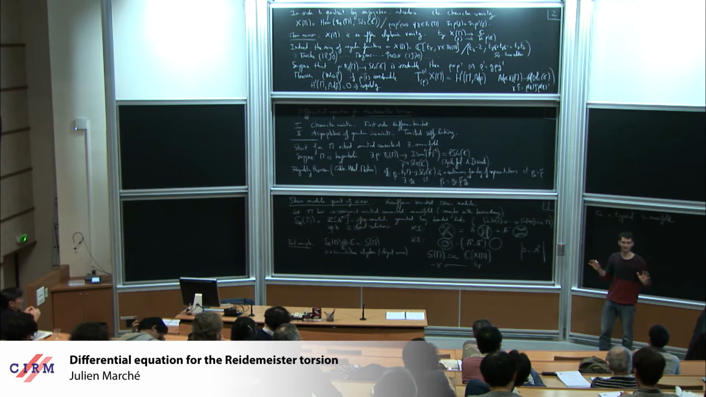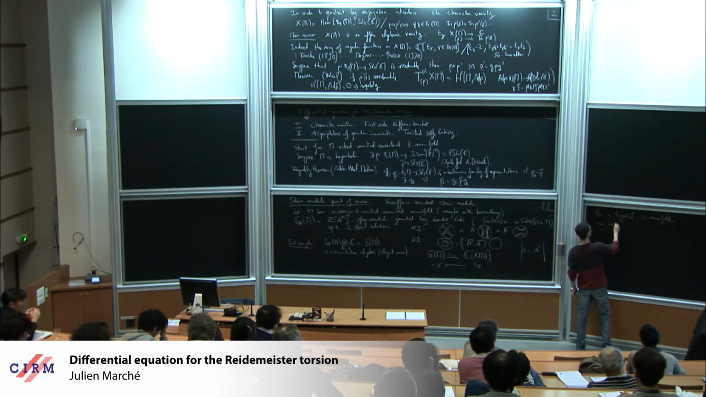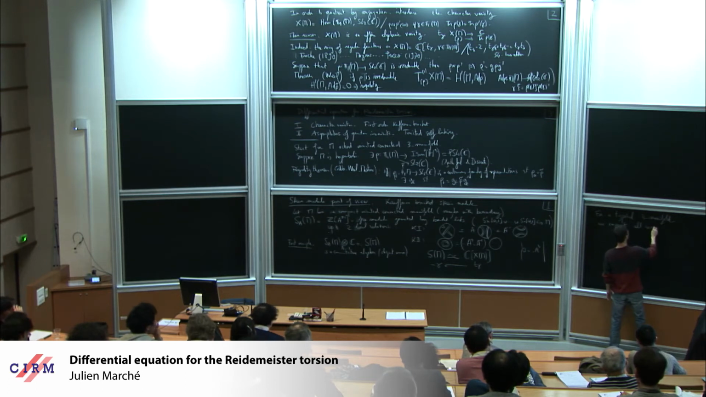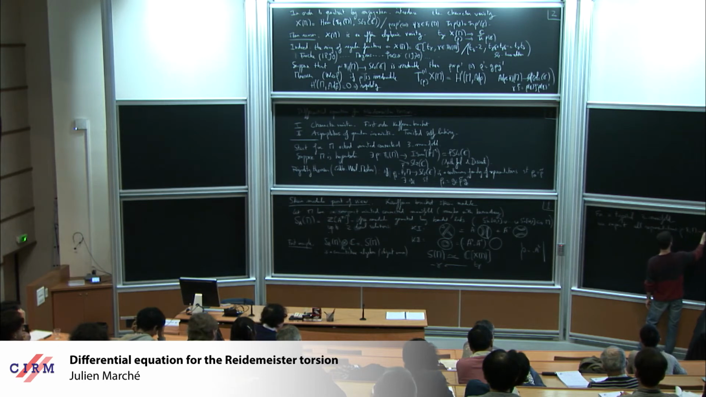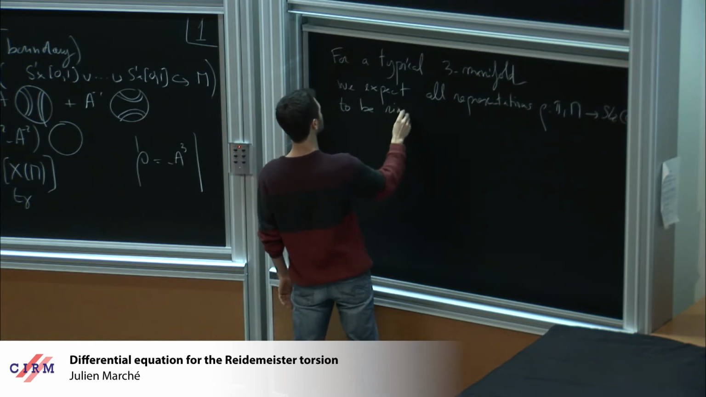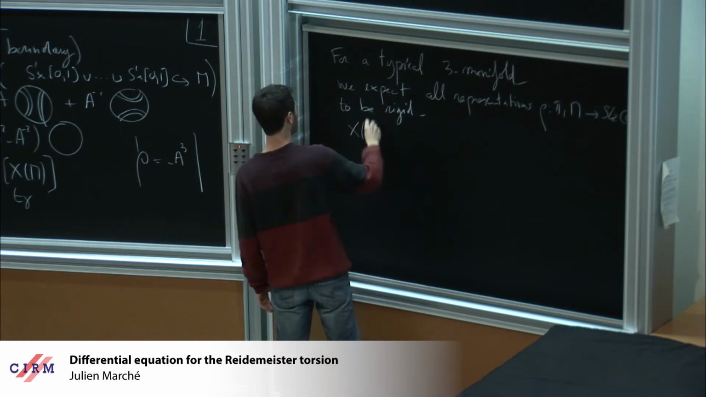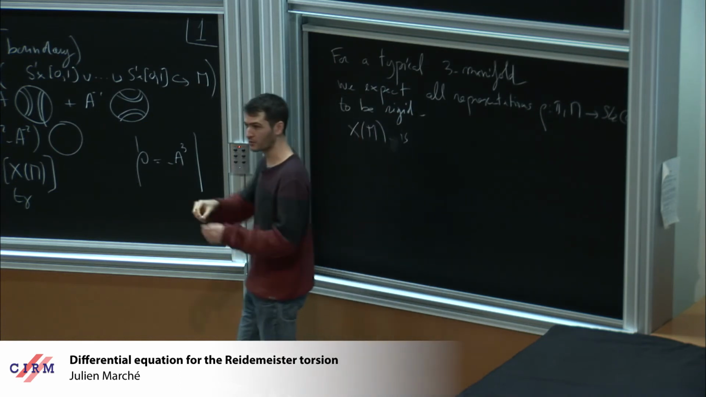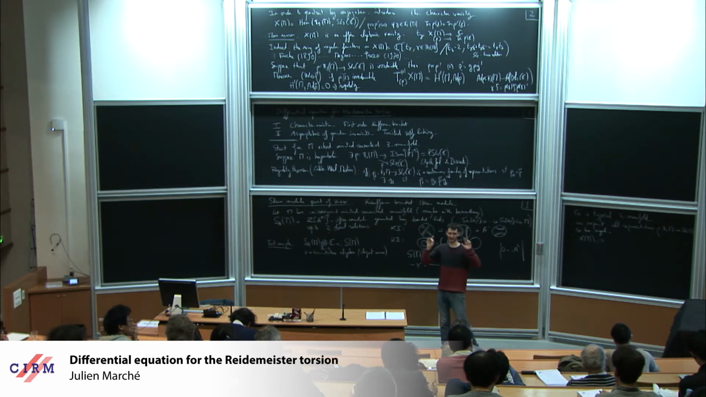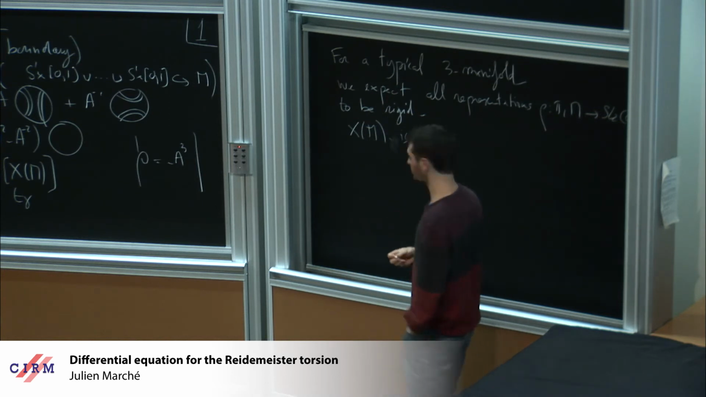I do not have a precise statement for it because I do not have a definition of a typical three manifold. So for a typical three manifold, we expect all representations rho from pi1 of M to SL2C to be rigid. So what does it mean? It means that X of M is a collection of points, and all these points are isolated. In algebraic geometry we say it's reduced of dimension 0.